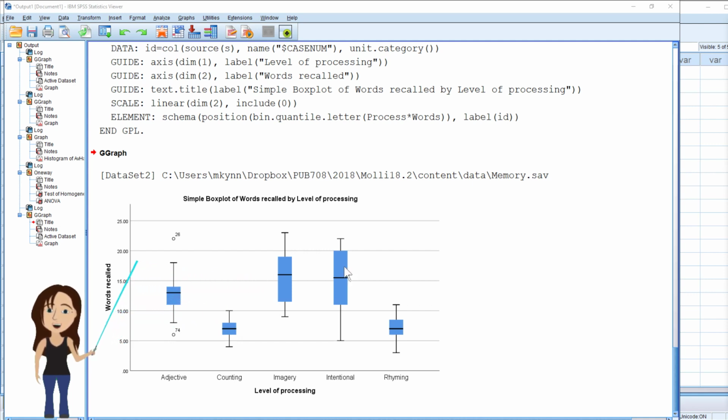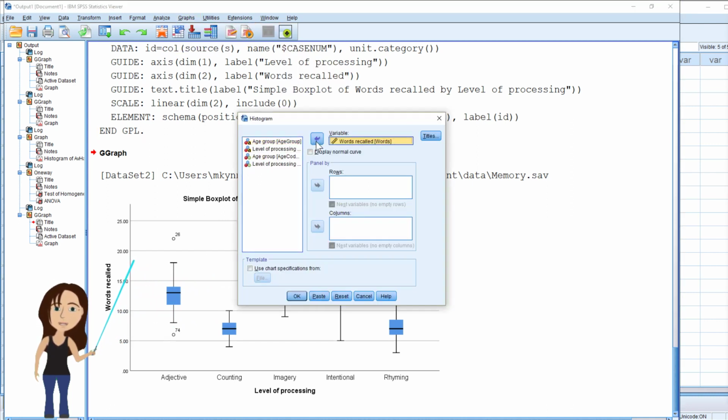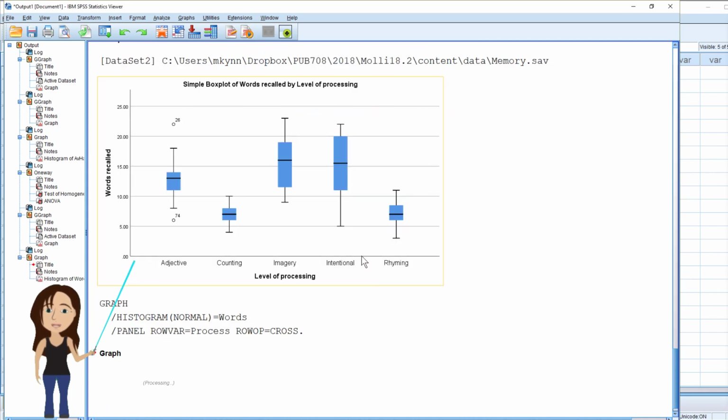So assumption number 5, that will be approximately normal for each group. So let's have a look at the histogram. Words recalled, display the normal curve, level of processing. Just pause on that if you need that. Okay.